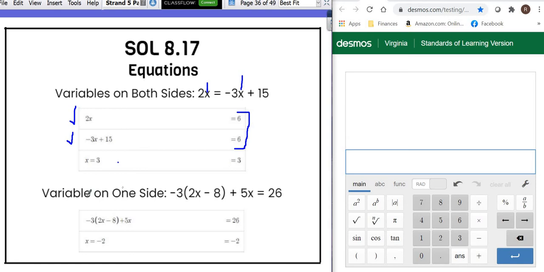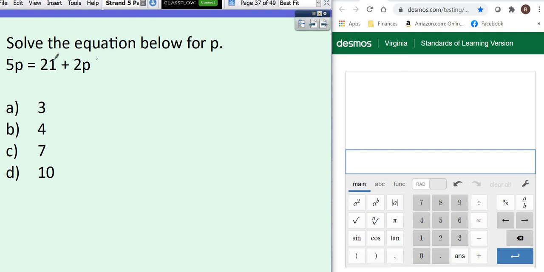You also have equations where you have variables on one side. In that case, you can either solve it, or you can put this entire thing exactly as it's written into Desmos and find the x value that gives you what it's supposed to equal. Both of those are definite options and a great way to figure out if you've solved correctly or not. Let's try to solve this one.